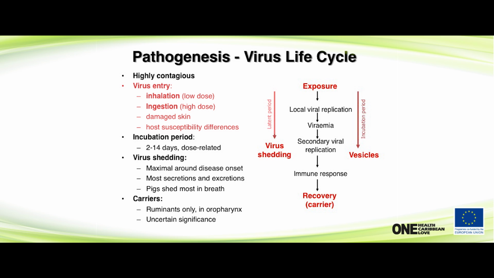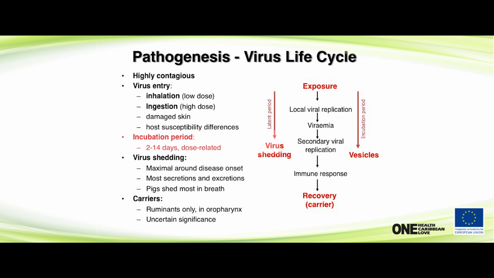So it's not insignificant. In addition, though, animals can be infected by ingestion of virus, although they then need an enormously higher dose to successfully infect them, maybe 10,000 particles. The virus can also enter through damaged skin, and it's important to realize that there are host susceptibility differences. So cattle and sheep are the most susceptible to inhalation, and pigs are the most susceptible to infection by ingestion.